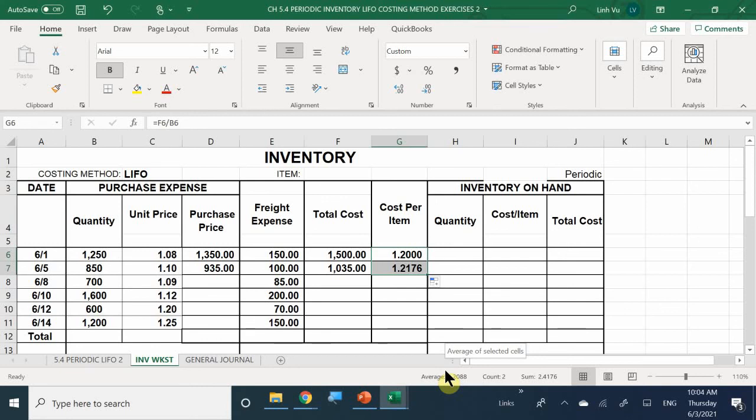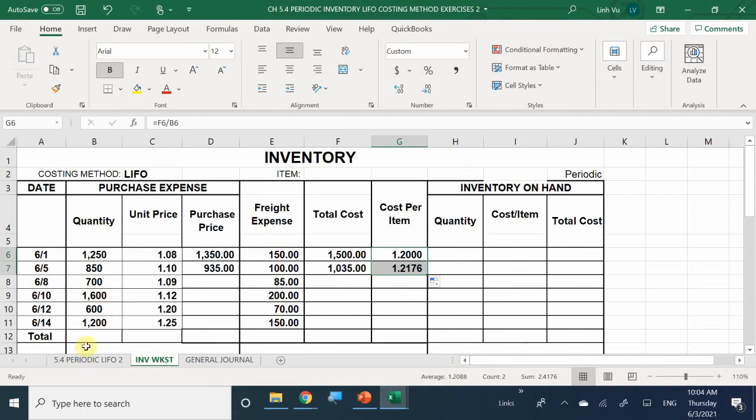But in this case, I'm going to show you that we're not going to round here. We're going to round at the very end when we calculate our cost of goods sold. But for here, if it's going to be $21.76, you keep it that way. All right? Just a little note there.